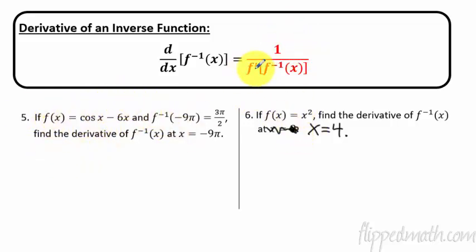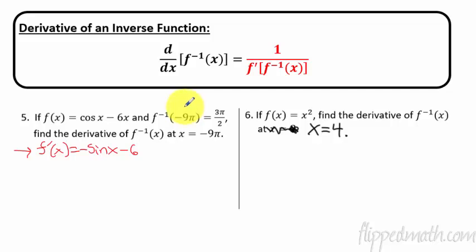So if we need to take f prime, we've got to figure out what f prime is. So I'm going to take f of x, take its derivative, and we'll come up with negative sine x minus 6. Okay, this is important. You absolutely must get the derivative first in order to do this. What else have we got? So we also need to know the inverse, and in this case, at a specific value of negative 9 pi.